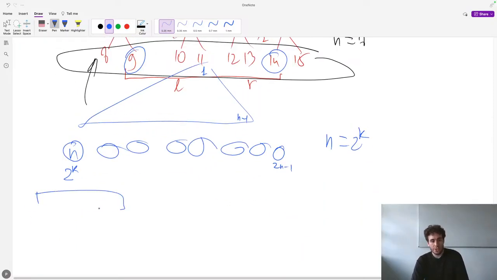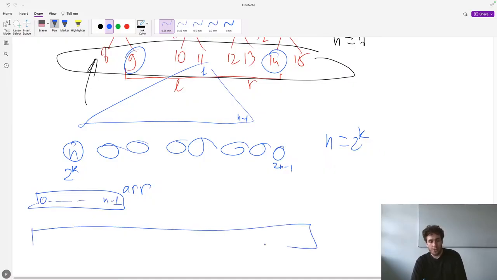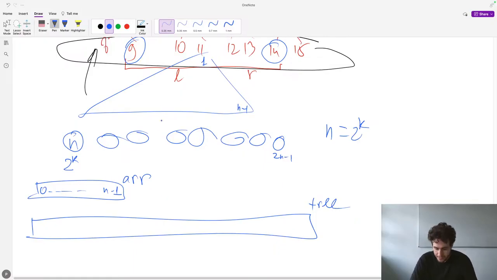So you just put your initial array. You have your initial array, it has length n, from 0 to n minus 1. And you have your tree. You store your tree.